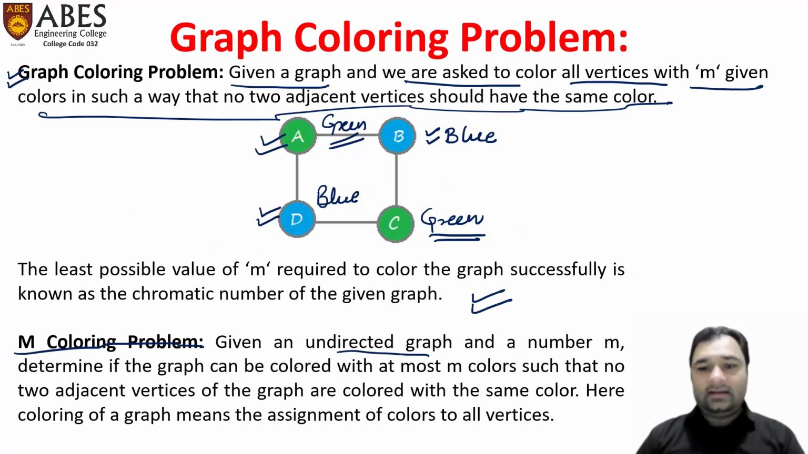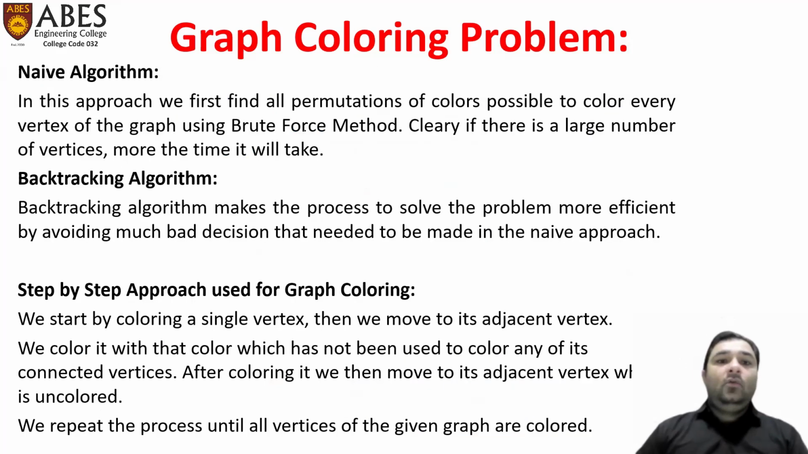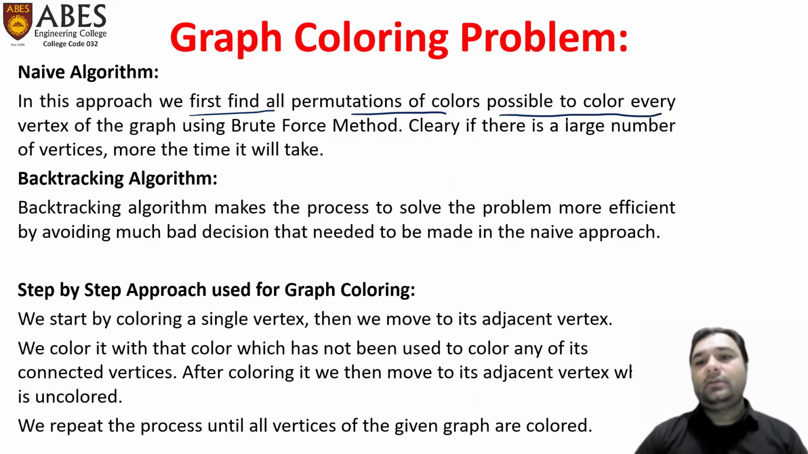Given an undirected graph and a number M, we check if the graph can be colored with at most M colors so that no two adjacent vertices are colored with the same color, where coloring means the assignment of colors to the vertices. In the naive approach, we first find all the permutations of colors possible to color every vertex of the graph using a brute force approach. Clearly, it will take more time.